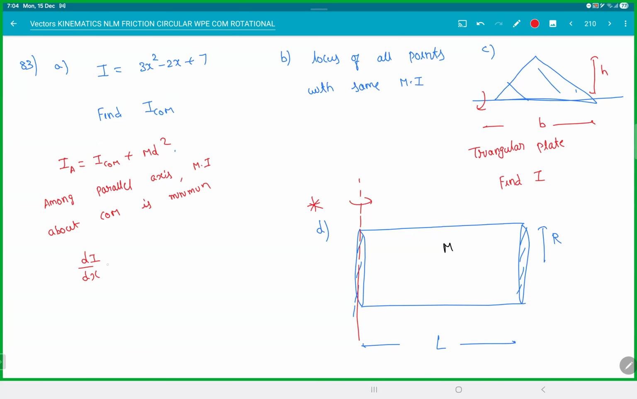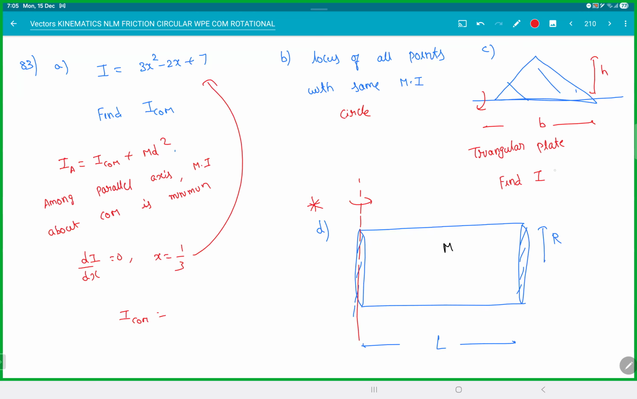dI by dx is equal to 0, x is equal to 1 by 3. Take that and put it here. You will get I at the center of mass. The locus of all points with the same moment of inertia: it is a circle. We are talking about axes, not points. Axes are lines. It's a circle. I_C plus MD squared, where D is equidistant.